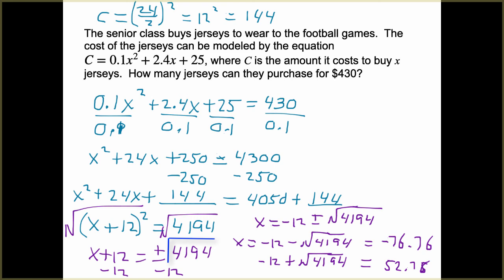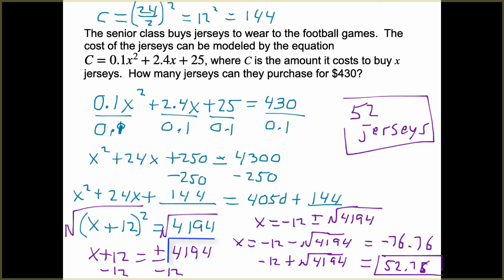And what happens a lot of times when we have word problems is one of the answers makes no sense at all. The top answer in this case at negative 76 makes no sense. It's saying we can buy negative 76 jerseys. Well, we don't buy negative things. So that is nonsensical, it's called an extraneous answer. So that's an extraneous solution. The one we want is this on the bottom, the 52.76. But we can't buy partial jerseys. So the most we can buy is 52 jerseys because we can't buy part of one. So we have to round to the nearest integer by rounding down. So 52 jerseys is what we can buy for $430.